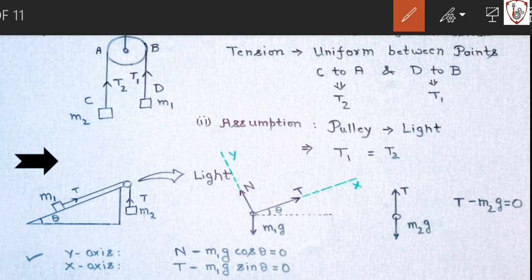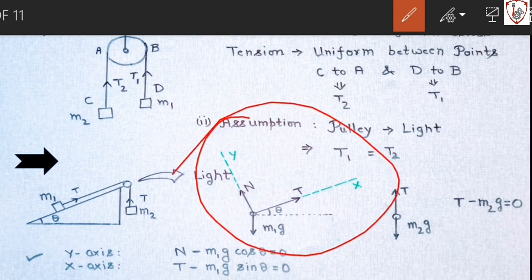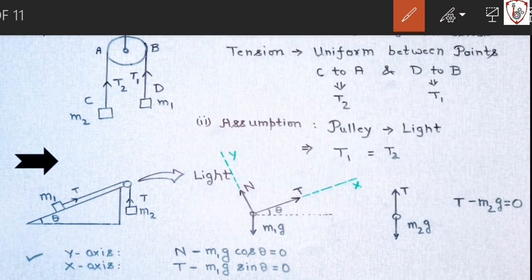See here, for both the blocks we will draw the free body diagram. This is for the m1, this one big one. What will be the forces? Its own weight in the downward direction always, m1g, this one. Normal reaction perpendicular to the surface, N. Tension we have seen here, this one. Is there any other force? No. Then draw it properly like this: N, T, m1g, angle theta.